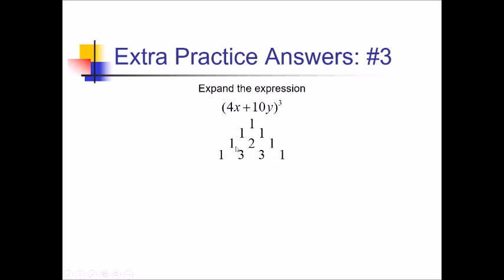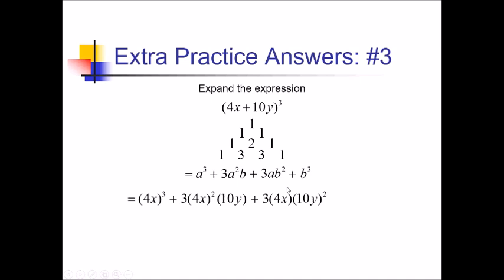Okay, so now let's go ahead and get our shortcut formula. This is 1a cubed plus we have 3a squared b plus 3ab squared plus 1b cubed. In this problem, a represents 4x, and this 10y is going to be our b expression here. So we've got 4x quantity cubed plus 3 times 4x squared times 10y plus 3 times 4x times 10y quantity squared, and then we have 10y quantity cubed right there.